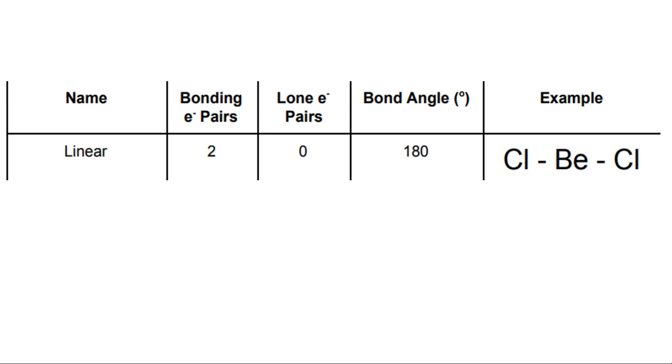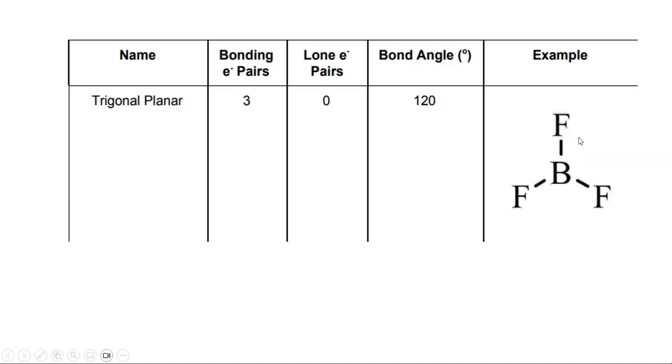Name: linear. Bonding pairs: 2. Lone pairs: 0. Bond angle: 180. Example: BeCl2. As you see here, there's a 180 degree gap, and it has two bonding pairs and zero lone pairs. Name: trigonal planar. Three bonding pairs, zero lone pairs. Bond angle: 120. Again, B is bonded to three things.